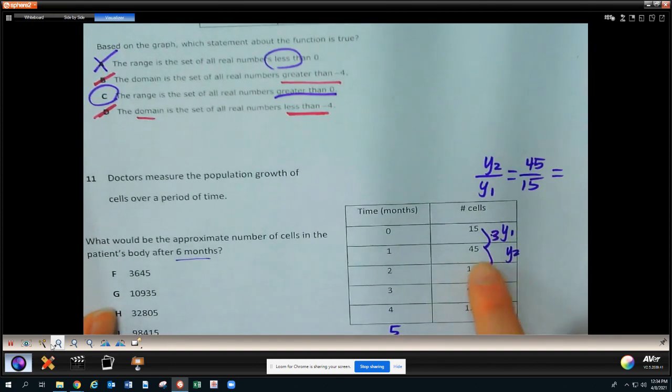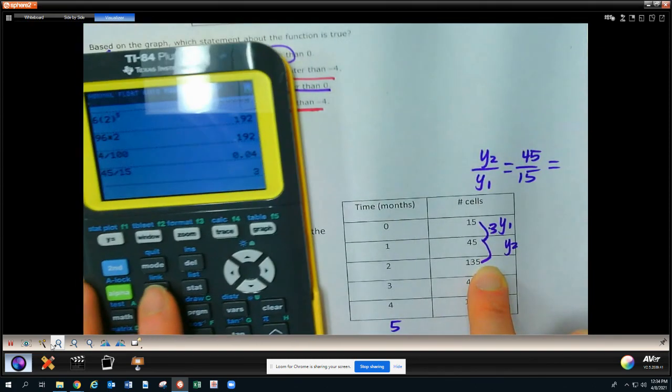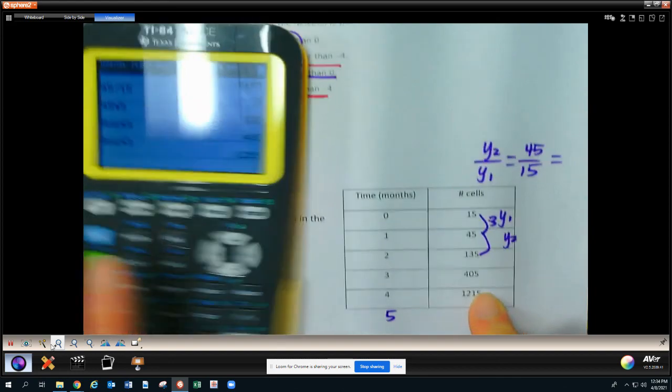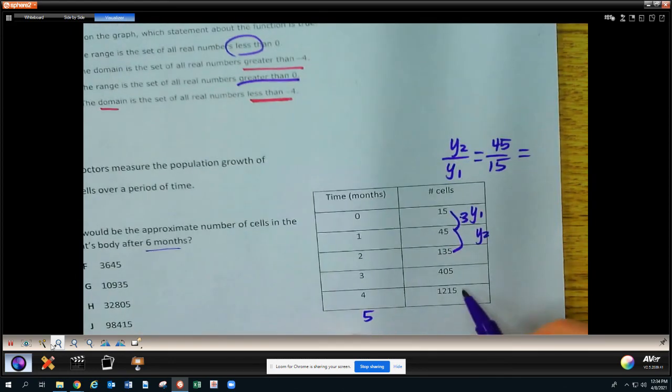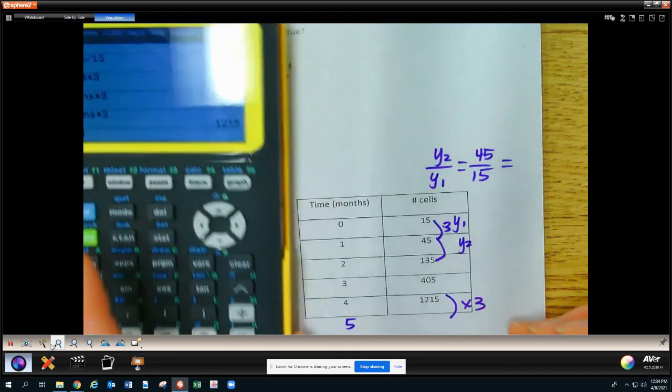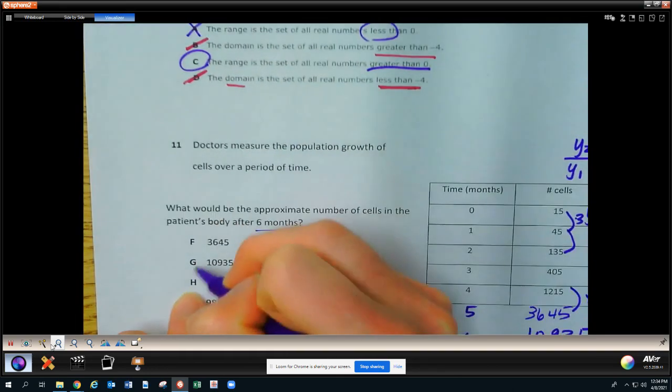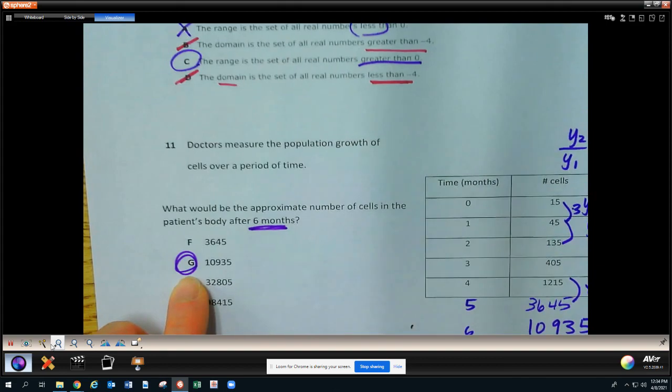But let's double check and make sure 45 times 3 would give me 135. 45 times 3 gives me the 135. Multiply by 3 again gives me the 405. Times 3 again gives me the 1215. Okay, so if I multiply the 1215 times 3, multiply by 3 again, 10935. That is answer G because they wanted 6 months.